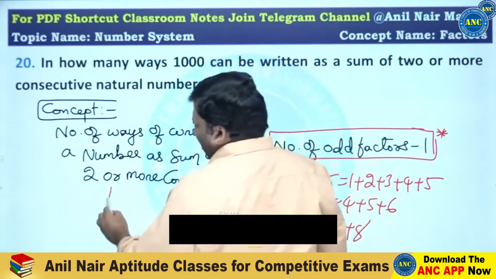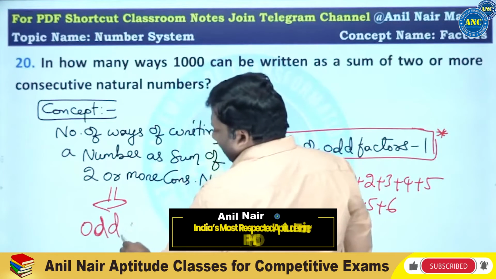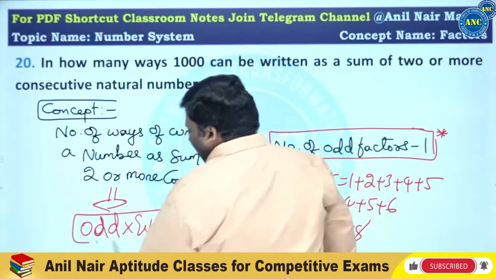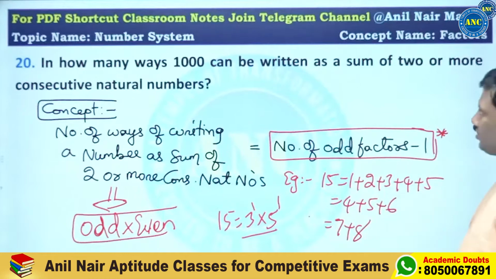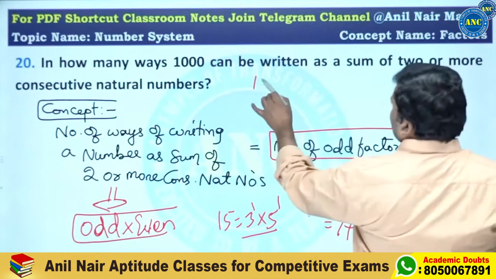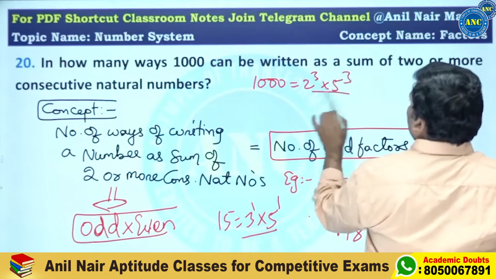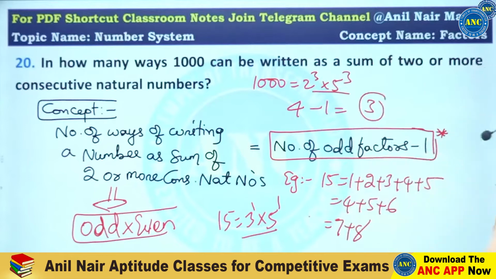It is because of writing a number as a product of odd into even. I will take another class and exclusively discuss why it is the number of odd factors minus 1. So 1000 is 2 cube into 5 cube. The number of odd factors will be 4, minus 1, 3.